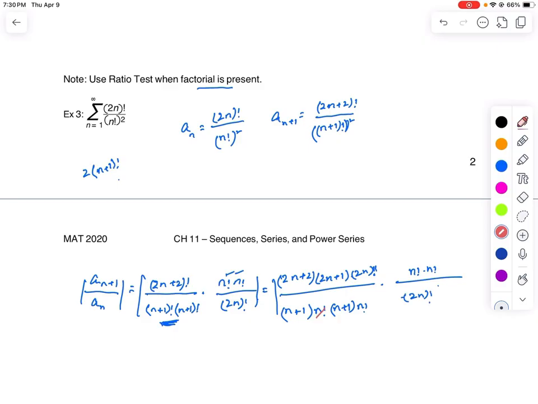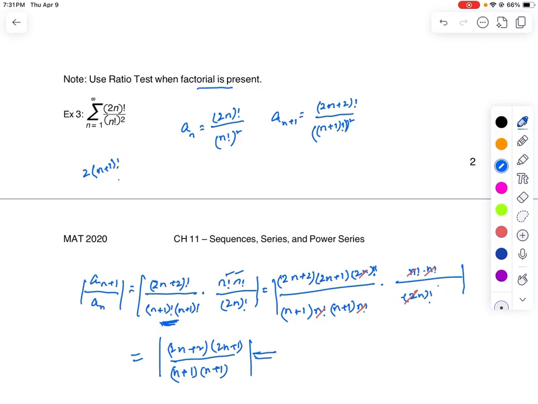So now notice here, the n factorials cancel, the (2n) factorial gets cancelled by that, and then we are left with (2n plus 2) times (2n plus 1) all divided by (n plus 1) and (n plus 1). What do I do now?